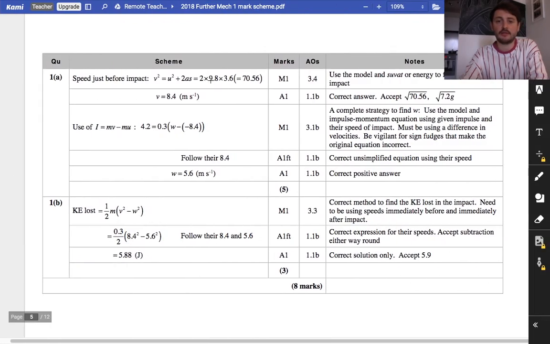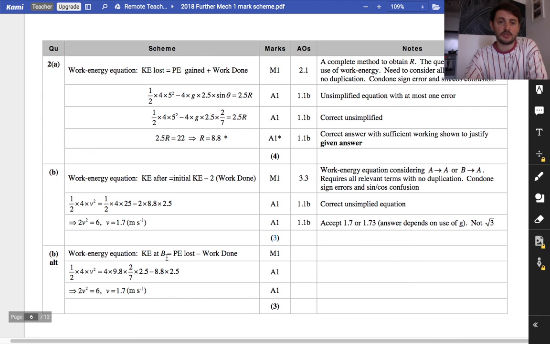Okay, let's double check this. We didn't check the first one, did we? The first one we got correct. We got 8.4, 5.6, and 5.88 joules. So we did get that one correct. Let's have a look at question 2. We did come up with R equals 8.8, and we've got 1.7 or 1.73 for this stage that we've got here.